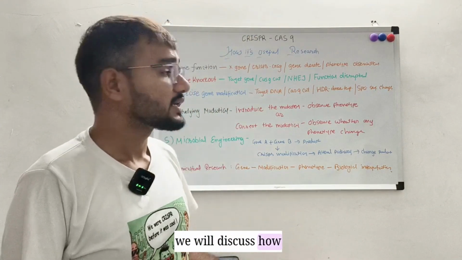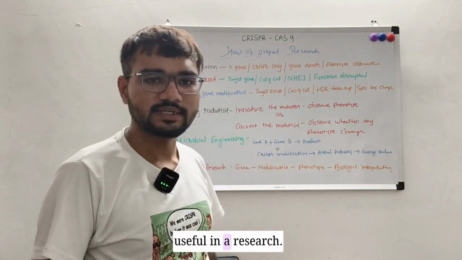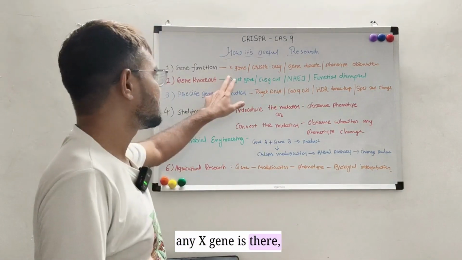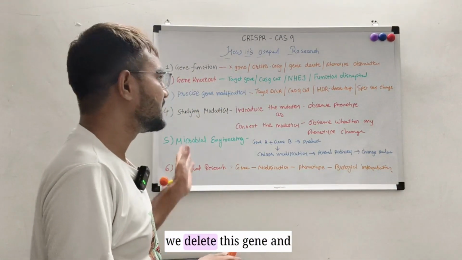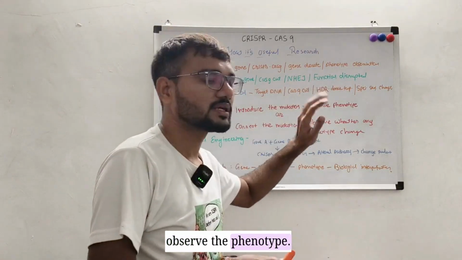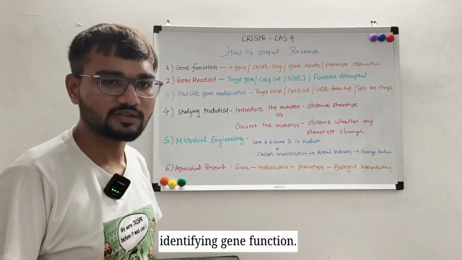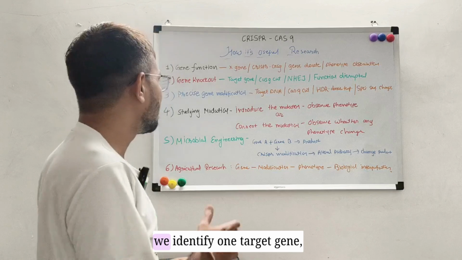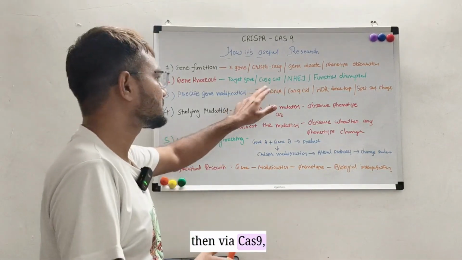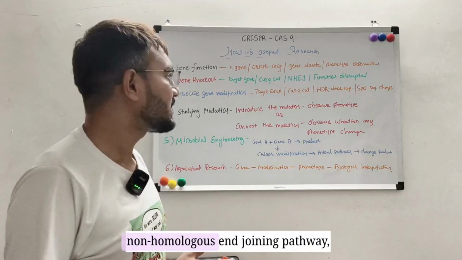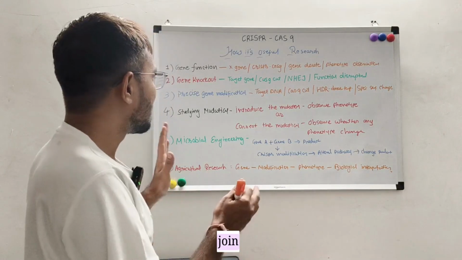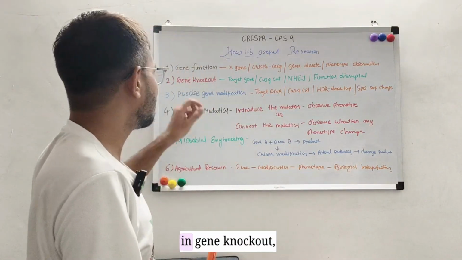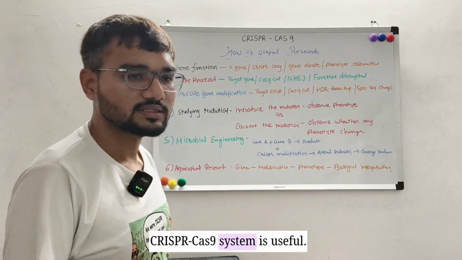Now we'll discuss how this CRISPR-Cas9 system is useful in research. So first, gene function. Assume any gene X is there. Via the CRISPR-Cas9 system, we delete this gene and observe the phenotype. So it's useful in identifying gene function. Then second, gene knockout. Here in gene knockout, we identify one target gene, then via Cas9 we cut it down, and via the non-homologous end joining pathway, join the cut part and the function is disrupted. So basically in gene knockout, the CRISPR-Cas9 system is useful.